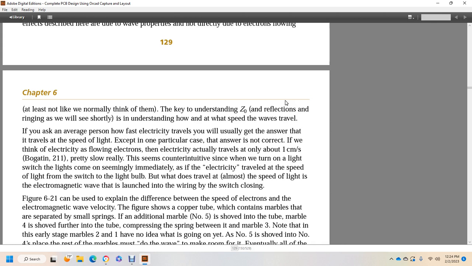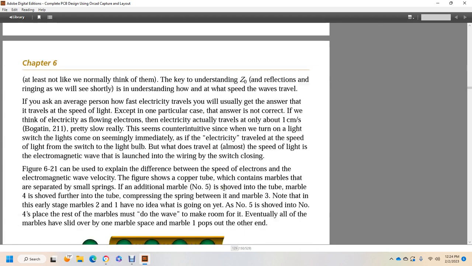That's seemingly counterintuitive, in the sense that when we turn on the light switch, the light comes on seemingly immediately, as if the electricity traveled at the speed of light. What it does is travel at almost the speed of light if an electromagnetic wave is launched into the wiring by switch closing.